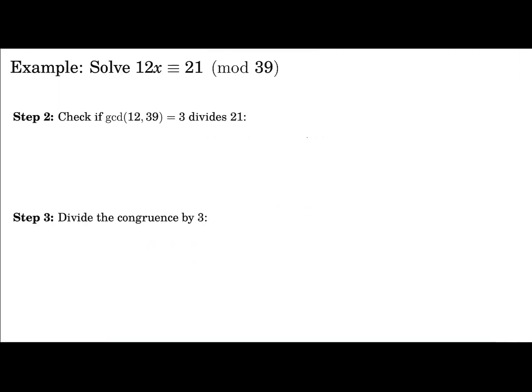Once we've established that the GCD between 12 and 39 is equal to 3, we need to see whether the GCD divides this number. So does 3 divide 21? Yes, 21 you can write as 3 times 7. And so this implies that 3 divides 21, and so there exist solutions.